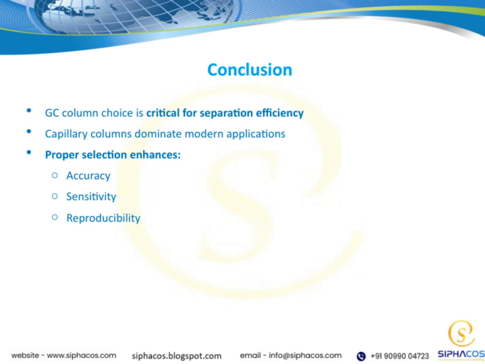Proper selection of the column isn't just about getting a separation. It directly impacts the accuracy of your results, the sensitivity of your detection, and the reproducibility of your experiments. When you choose the right column, you're setting yourself up for more reliable and consistent data. So, in essence, taking the time to understand and select the appropriate GC column is one of the most important steps in method development. It ties everything together and ensures that your analysis is precise, sensitive, and reproducible, which is ultimately what we're all aiming for in our work.